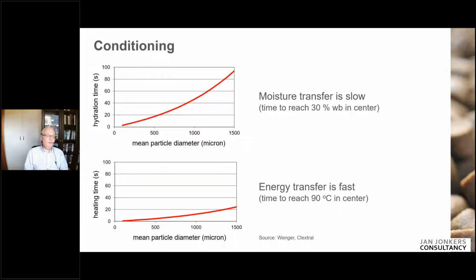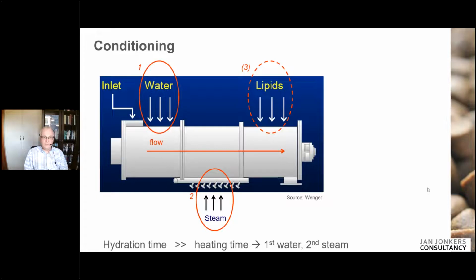Then before your pelletizer or your conditioner or your extruder, you often have a conditioning step. There are two things to take into account when you think about conditioning. Here on the top of the slide, the first thing is that moisture transfer is slow. And the second thing, at the bottom of the slide, is that energy transfer is much faster. If you look at the top graph, for example, at the particle diameter of 500 microns, it takes almost 20 seconds to hydrate this particle. But if you then look at the heating time, it's only a few seconds to heat this particle of 500 microns. That's good to keep in mind. It also influences how we should run the conditioner in the plant, because water needs some time to get into the particles.